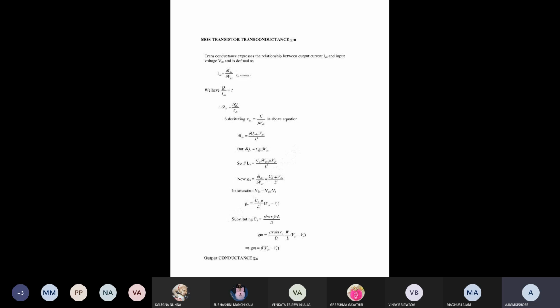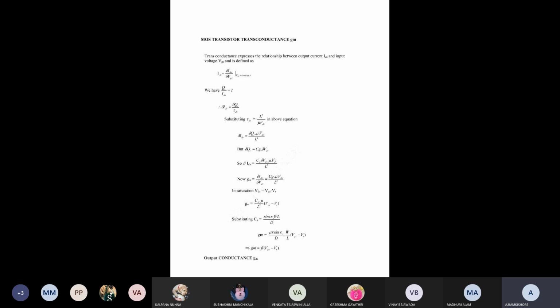Whenever we are substituting and we have to minimize our different components, then the GM equation will become epsilon naught WL by DL square into VGS minus VT into mu. So in the numerator we have L and in the denominator L square, so the L and L will be cancelled.